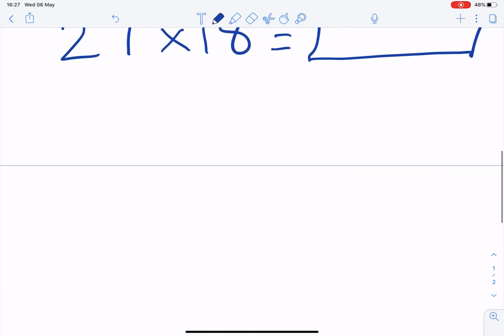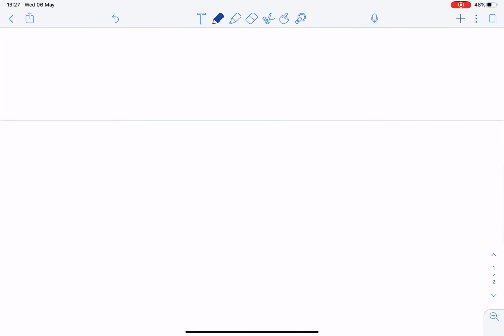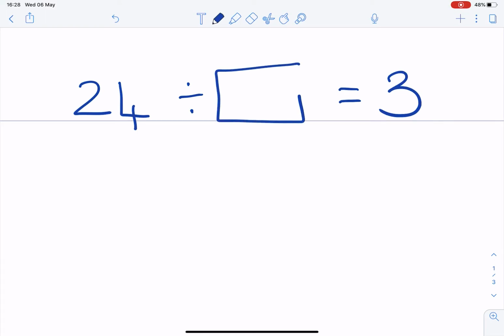Number 2 is using the terminology that we've just learnt about: dividends, divisors, and quotients. Question A says, if the dividend is 24, remember the dividend is the big number at the beginning, and the quotient is 3. The quotient is the answer to a division problem. What is the divisor? The divisor is the number that you divide into the dividend. So for question number 2A, you will need to find out this.